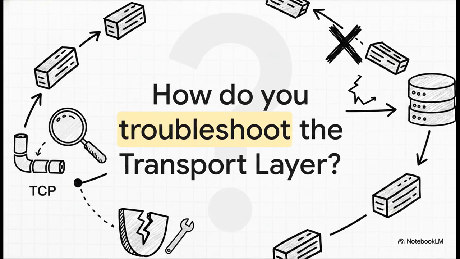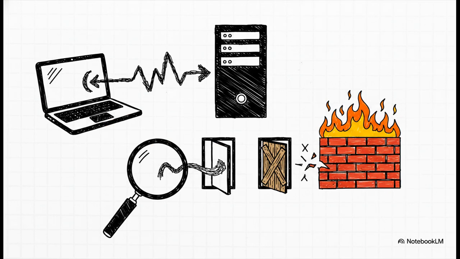All right, let's try a real-world troubleshooting question. If a user tells you they can't access a website, how do you troubleshoot the transport layer specifically? Like, how do you isolate layer 4 from all the other OSI layers? So, to troubleshoot layer 4 like a pro network engineer, you'd check to see if port 80 for HTTP or port 443 for HTTPS is actually open and accepting connections.